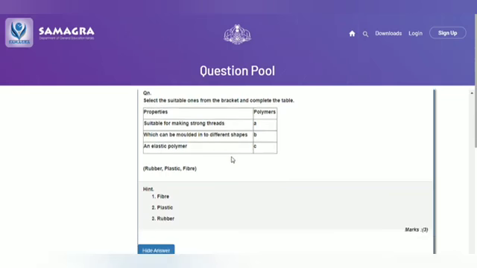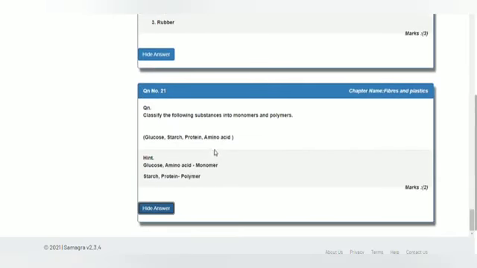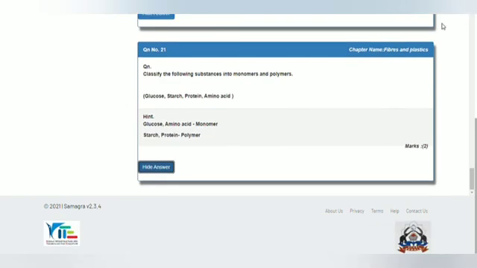Select suitable ones in the bracket and complete the table. Elastic polymer is rubber, which can be molded into different shapes. It is plastic. Suitable for making strong threads. It is fiber. Classify the glucose and amino acid. They come under the monomer. Starch and protein come under the polymer.